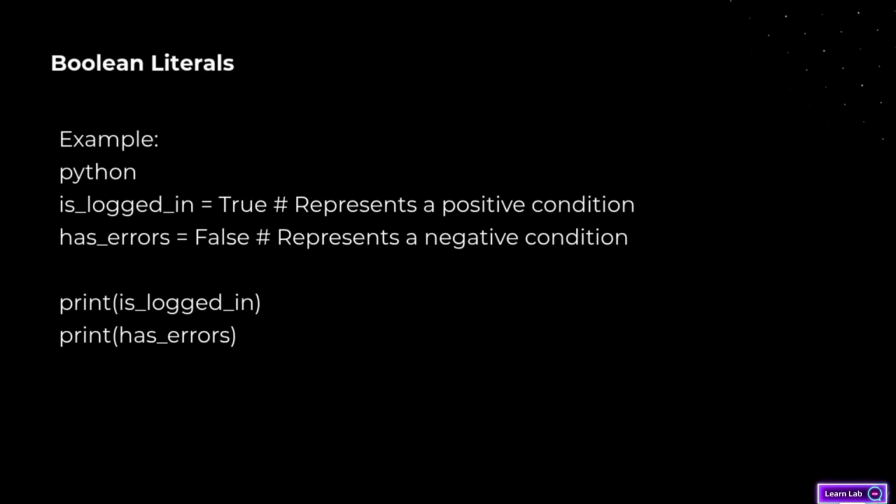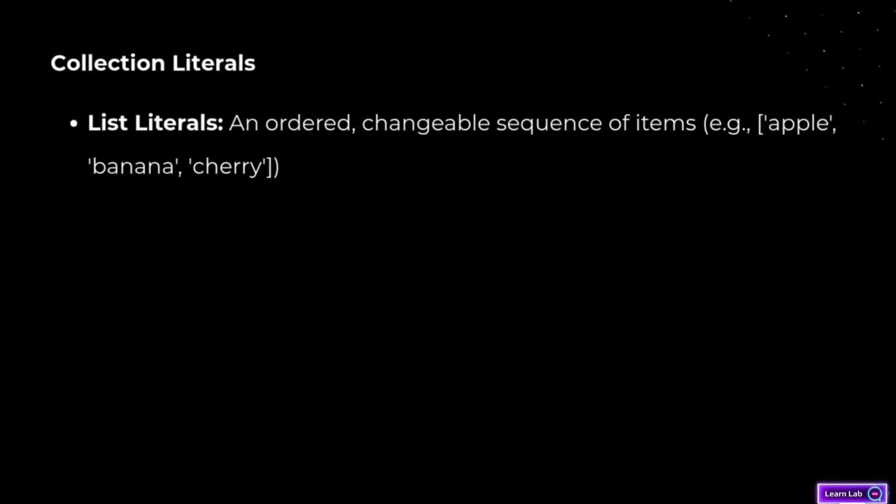Here is an example for the same. Here we have initialized and printed two variables with Boolean values. The output is true, false. The fourth one is collection literals. Collection literals are used to represent groups of related values. Python supports several types of collection literals. List literals are an ordered, changeable sequence of items, for example apple, banana, cherry.